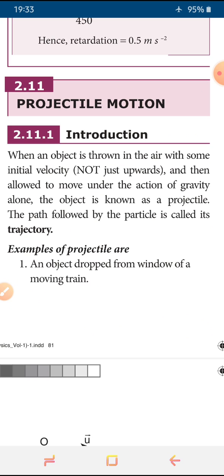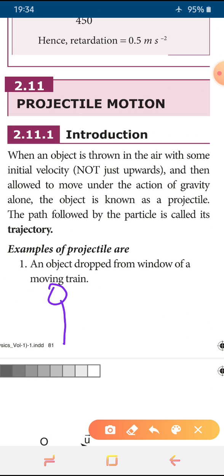So in projectile motion, we can define it like this: whenever an object is thrown in the air and left to move under gravity alone, this is called a projectile. Okay, so for example, a person standing on top of a hill throws a ball in a parabola-like path; this is called a projectile.